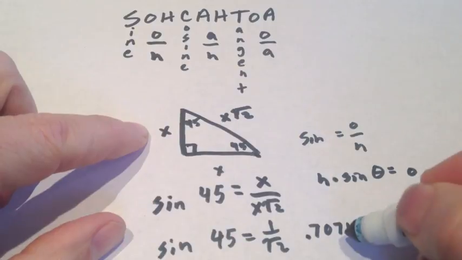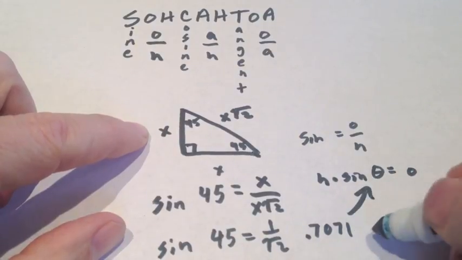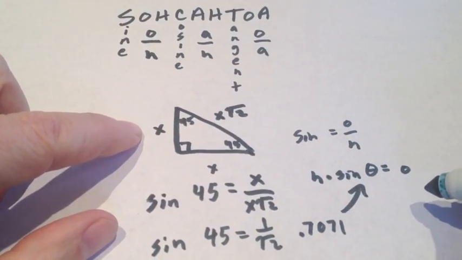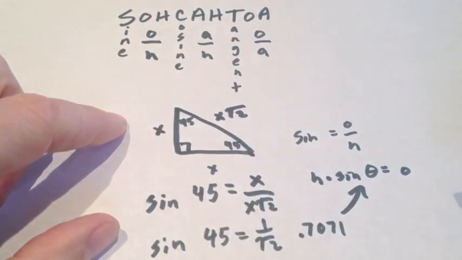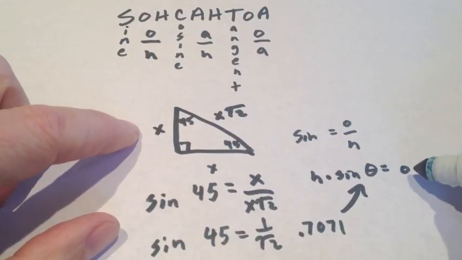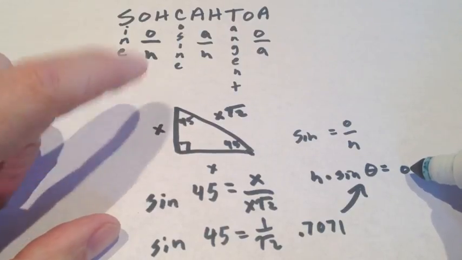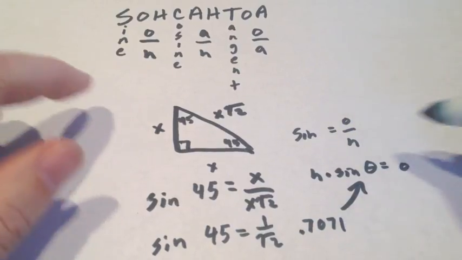So if I've got this number, which I do, for 45 degrees, it's 0.7071, and I multiply it times the hypotenuse length, I will always get that number. And vice versa, if I take the opposite number, whatever that is, and divide by that number, it'll tell me the hypotenuse.